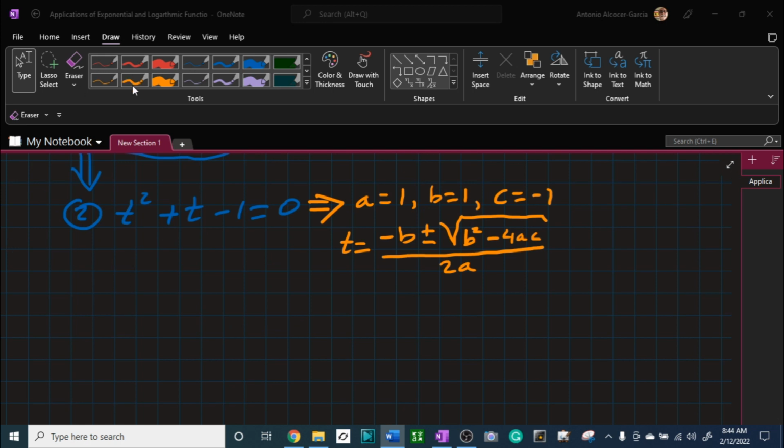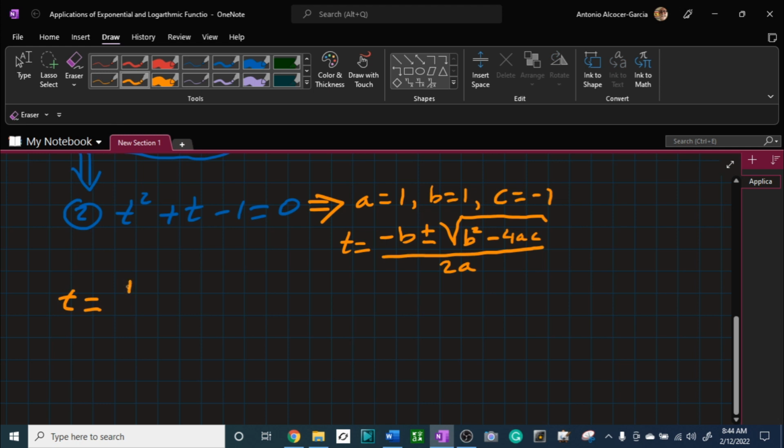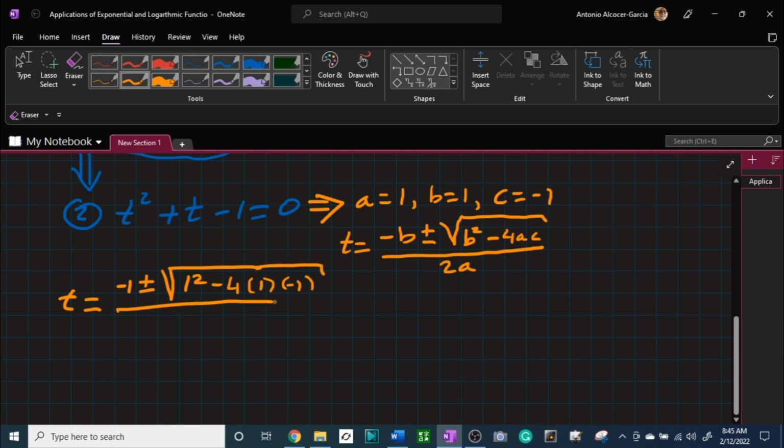We will now use the quadratic formula to solve the expression. Identify the coefficients a, b, and c of the quadratic equation. A equals 1. B equals 1. And c equals minus 1. Substitute a equals 1, b equals 1, and c equals minus 1 into the quadratic formula. I remind you of the formula. Look.